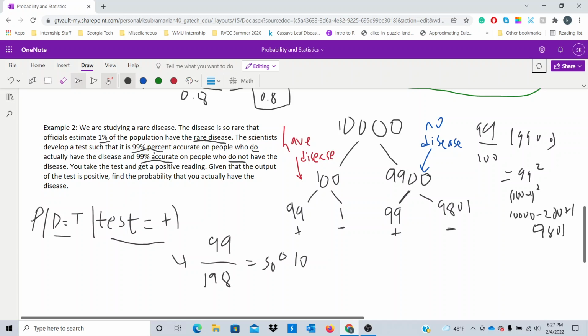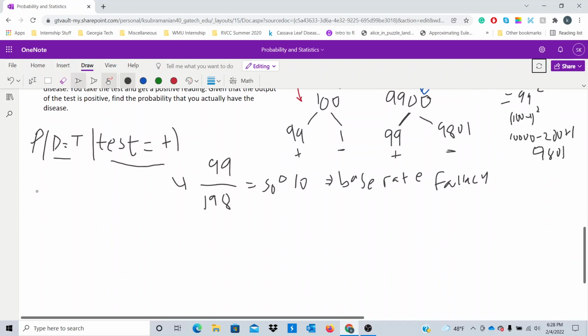So in this very rare disease, the fact that this test seems pretty accurate, and we get a conclusion saying that if you get a positive reading, it's a 50-50 shot that you had the disease. That's kind of shocking, and this brings upon a fallacy called the base rate fallacy. If you're interested in learning more about this topic, I recommend Googling base rate fallacy. It's quite an interesting concept, and Bayes' theorem really brings this to light. And speaking of that, let's see how we can actually solve this with Bayes' theorem.